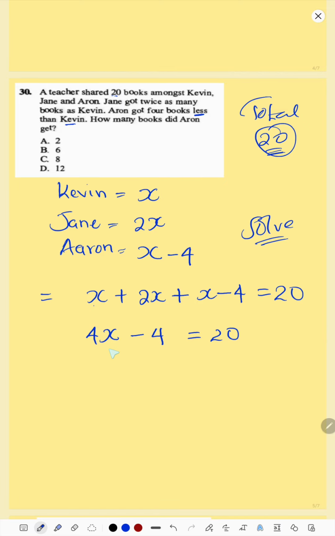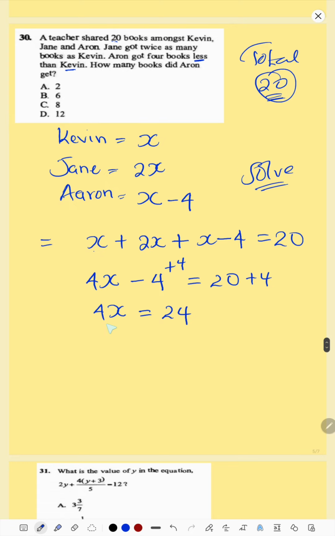Since we want to solve for X, we add 4 on this side, and then we add 4 on this side. So this one will be left with 0. Here we are left with 4X is equal to 24. Then we can divide both sides by 4. We are left with X. This will cancel out. Then 24 divided by 4 is 6.